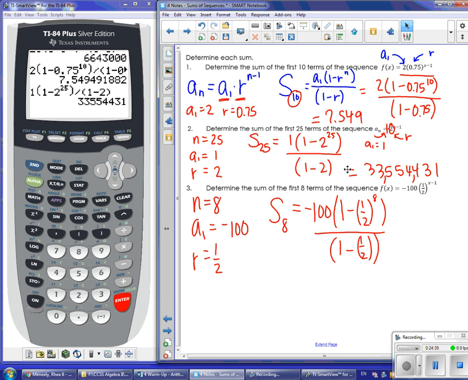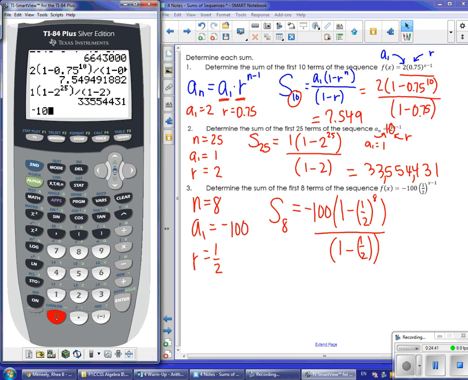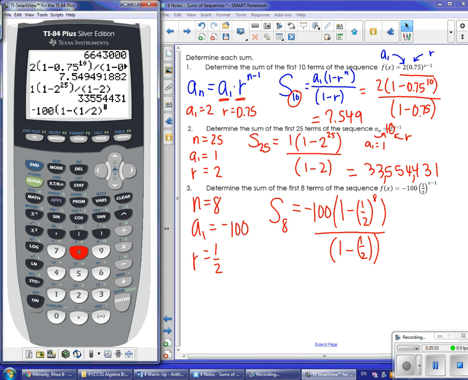And again, I want to make sure that I put the 1/2 in parentheses. So this is a lot to type in. I'm going to have negative 100. In parentheses, I'm going to do 1 minus. And then with that 1/2, I do want to put that in parentheses. Otherwise, when I try to raise it to a power, it's going to raise the 1 to a power. I'm sorry, it's going to raise the 2 to a power. So I'll just be dividing 1 divided by 2 to the 8th, and that's not going to give me the same thing. Okay, so I'm going to close my 1/2 before raising it to the 8th power.